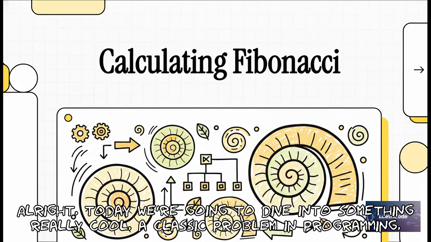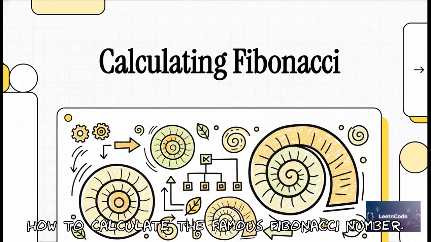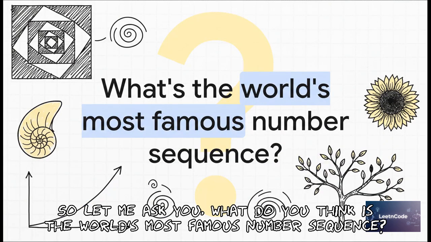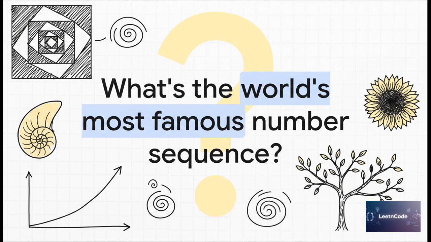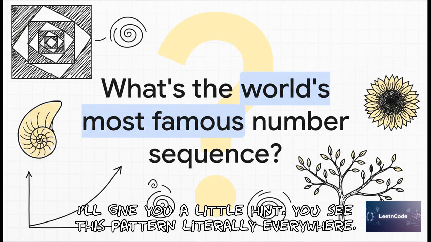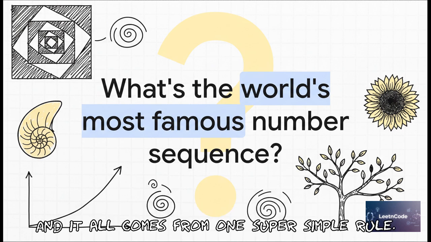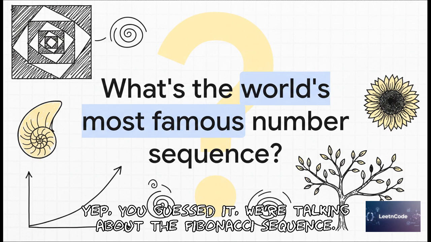All right, today we're going to dive into something really cool, a classic problem in programming: how to calculate the famous Fibonacci number. So let me ask you, what do you think is the world's most famous number sequence? I'll give you a little hint. You see this pattern literally everywhere. I'm talking from the petals on a flower all the way to the spirals of a galaxy. And it all comes from one super simple rule. Yep, you guessed it, we're talking about the Fibonacci sequence.